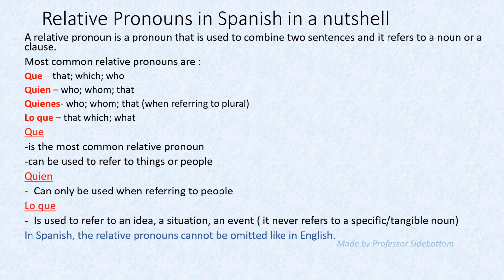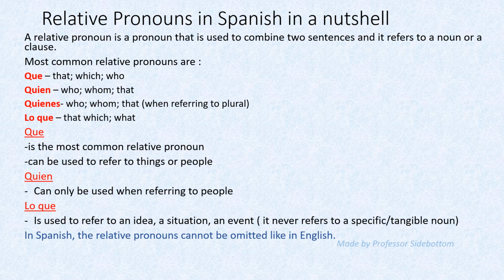Now let's review what we learned. A relative pronoun is a pronoun that is used to combine 2 sentences, and it refers to a noun or a clause. Most common relative pronouns are que, quien, quienes, and lo que. Que is the most common relative pronoun and can be used to refer to things or people. Quien can only be used when referring to people. Lo que is used to refer to an idea, a situation, an event. It never refers to a specific or tangible noun.